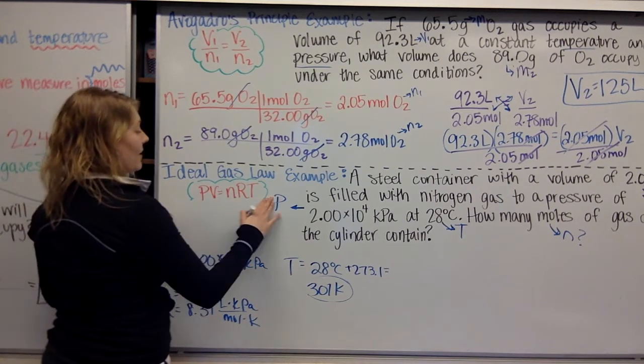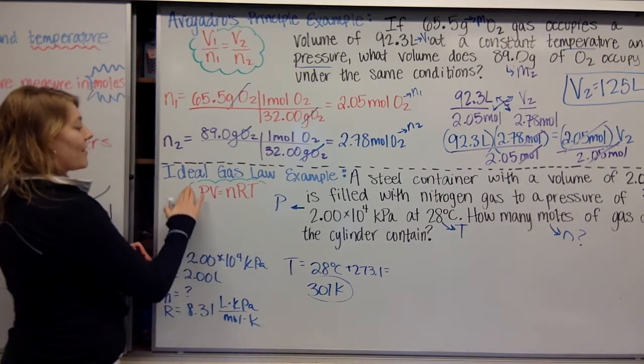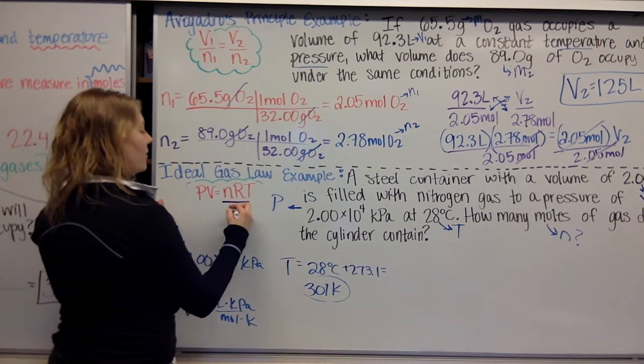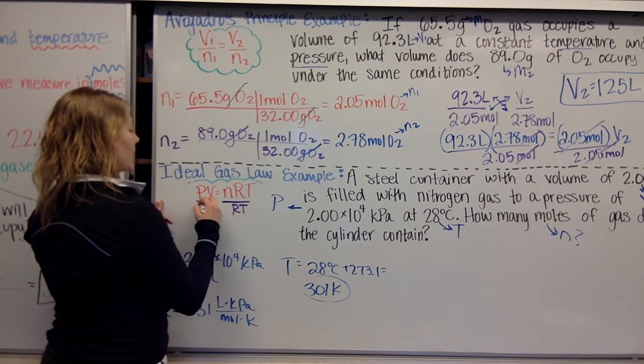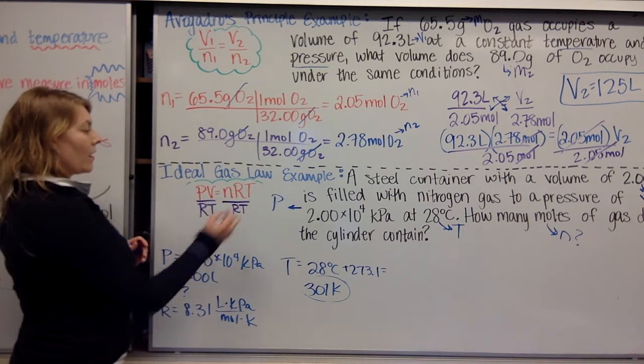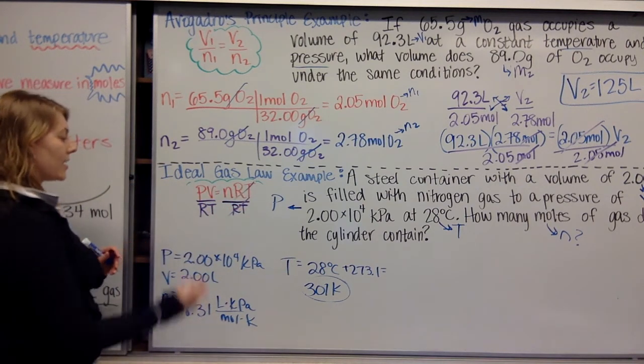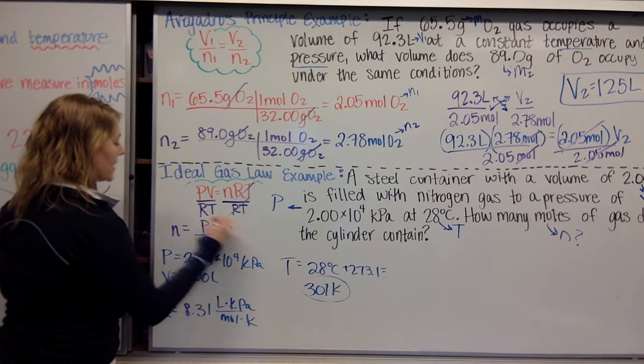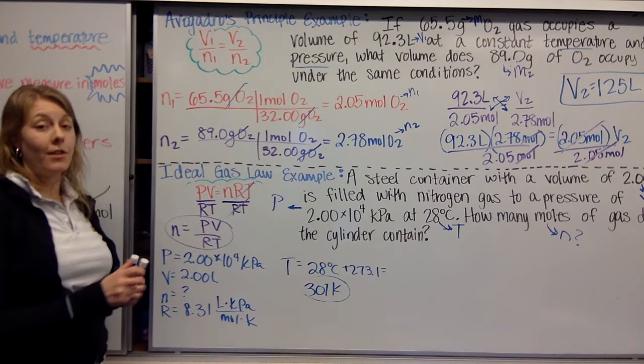I'm going to say the easiest way to do this is isolate N before you plug anything in. How you do that is divide both sides by RT. RT cancels out over here. And you get N is equal to PV over RT. That's the formula I'm going to use now.